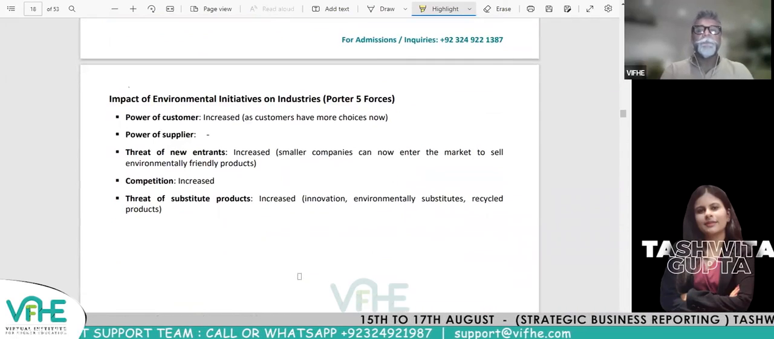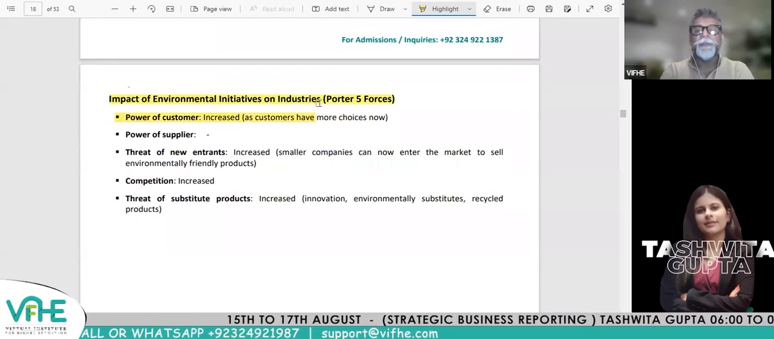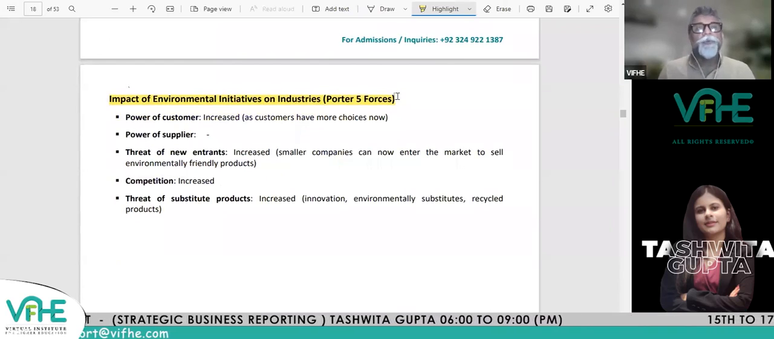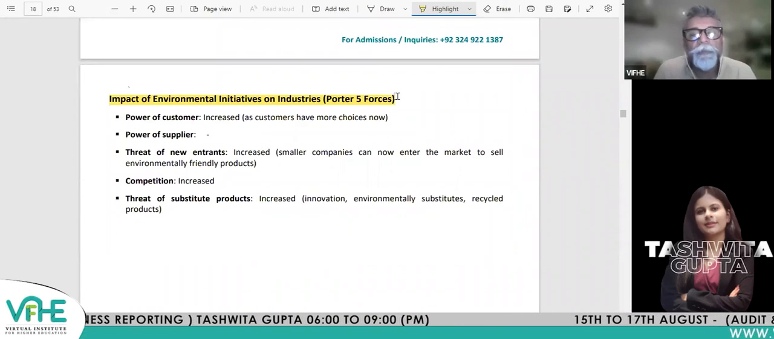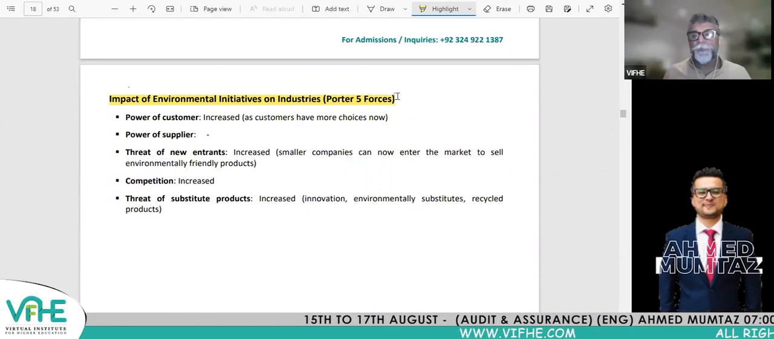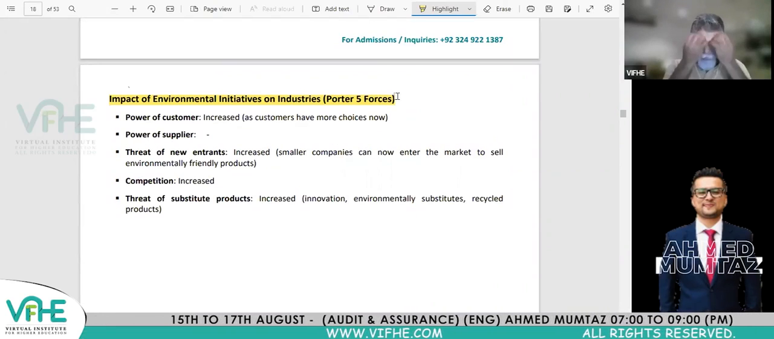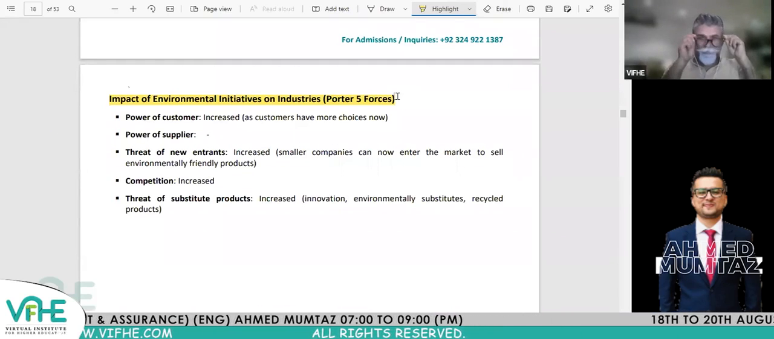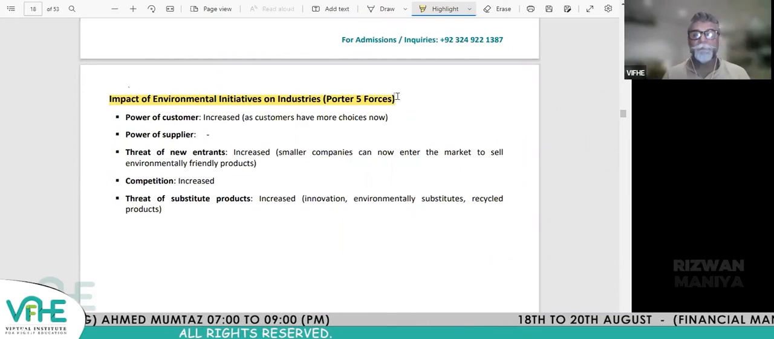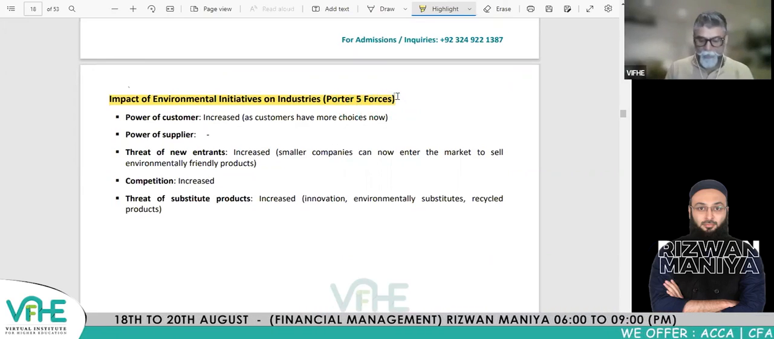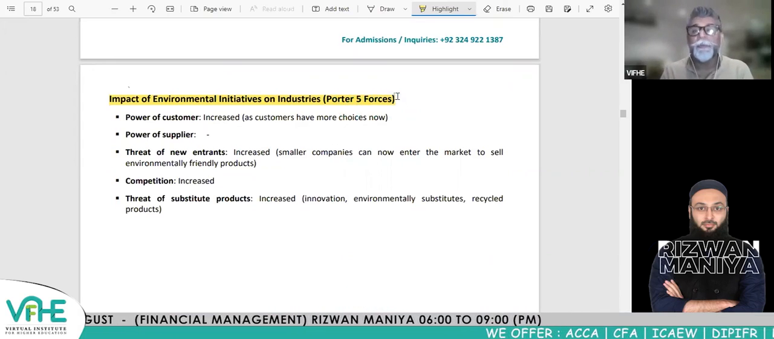The last thing is the impact of environmental initiatives on industries. Do you know the Porter 5 forces model, right? The Porter 5 forces model analyzes the industry. There are 5 forces: bargaining power of customer, bargaining power of supplier, threat of new entrants, competition, and threat of substitute products. Let's take an example of the car industry.